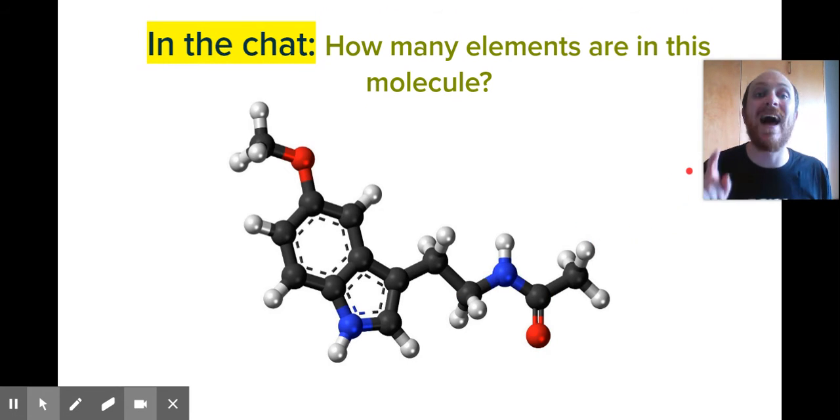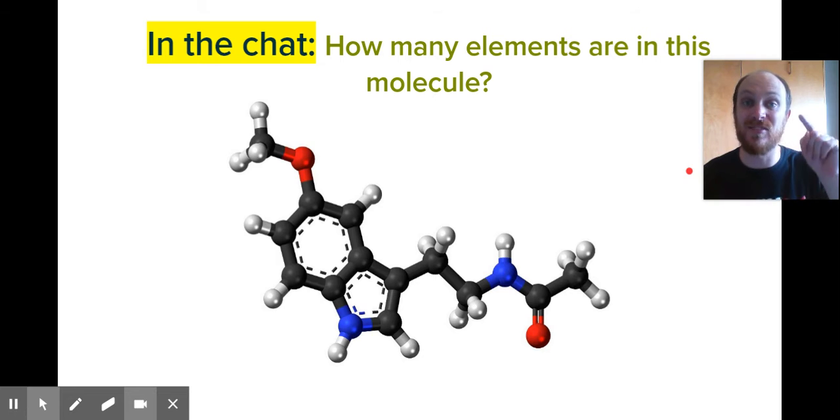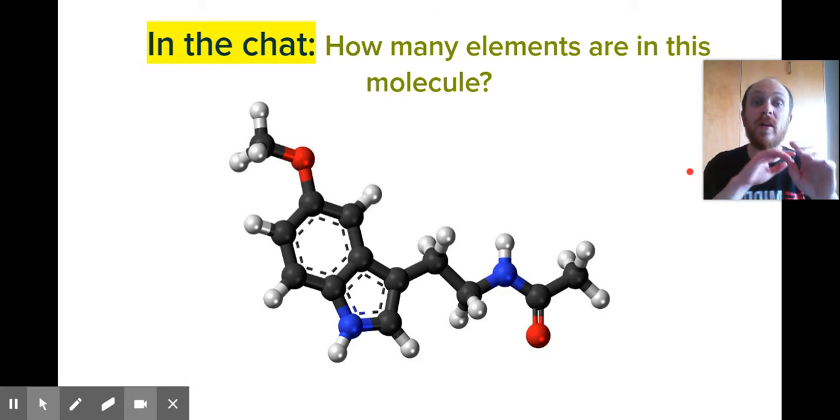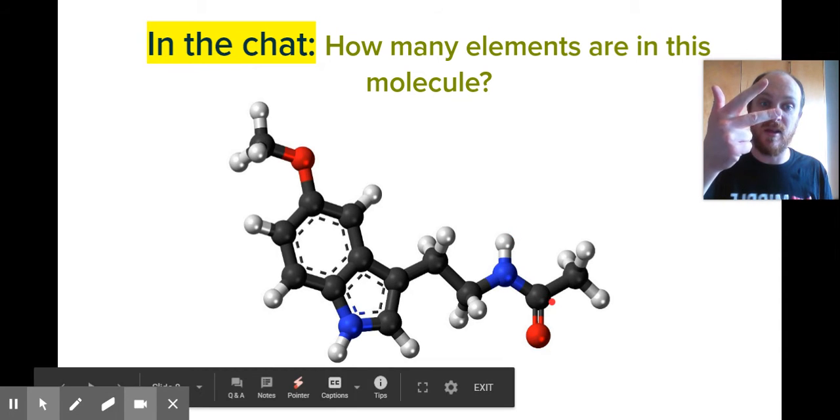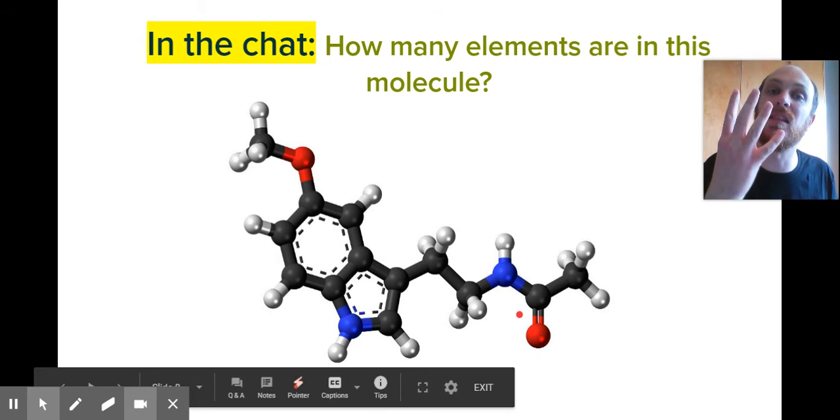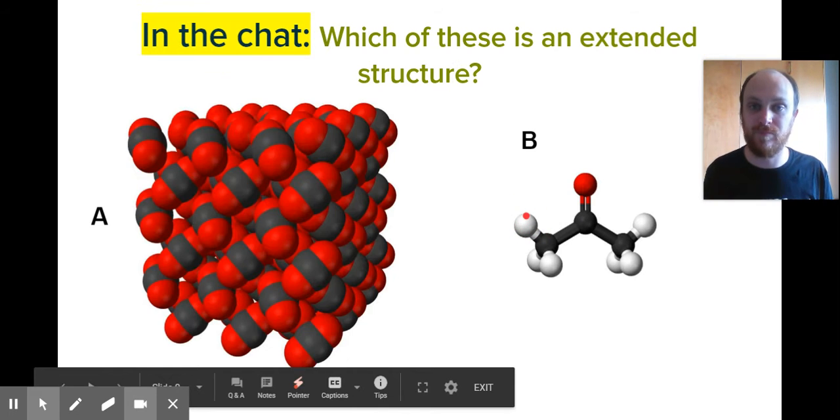Okay, this question is, how many elements, not atoms, how many elements are in this molecule? I want you to pause it and answer the question and then hit play again to see what the answer is. Okay, remember that one of the ways we show different elements is just by different colors. So how many different colors are there? There's white, there's blue, there's black, and there's red. There's 4 elements in this molecule.